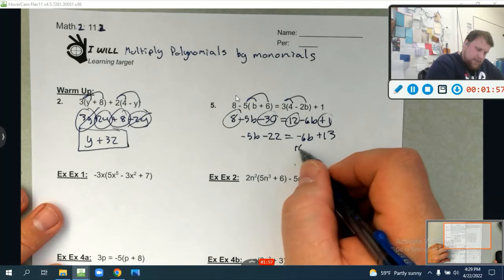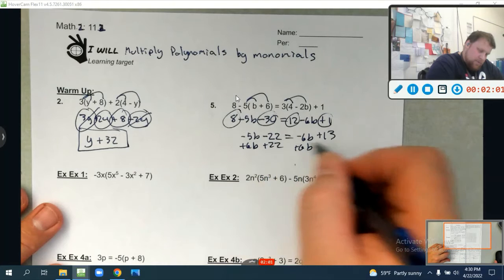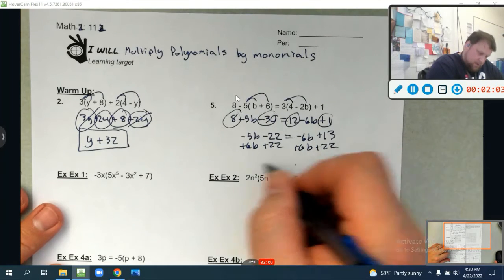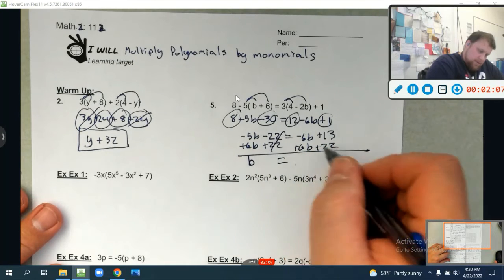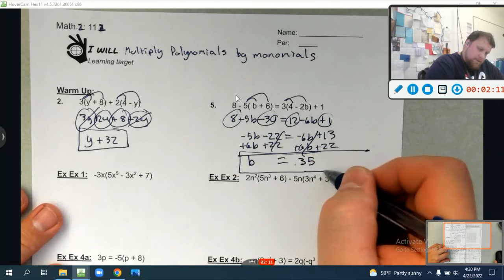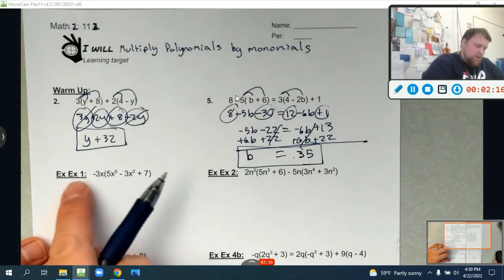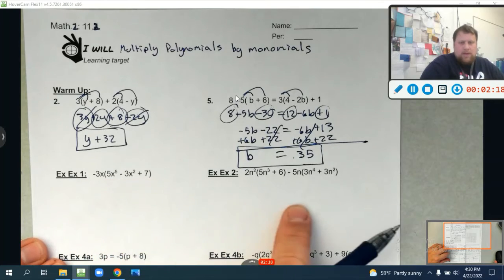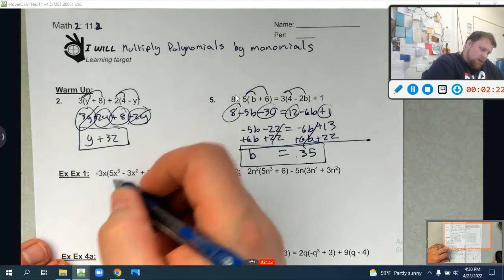I'm going to go ahead and add 6b to both sides, and at the same time, I'm going to add 22 to both sides, which means b equals 35. Boosh. Just warm up. Not much different with what we're doing today. I'm going to do this one in real good detail, then the rest I'm going to show you how I'd actually solve it. So extra example 1, let's look at that.